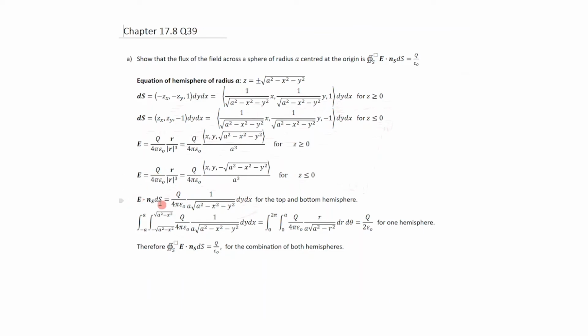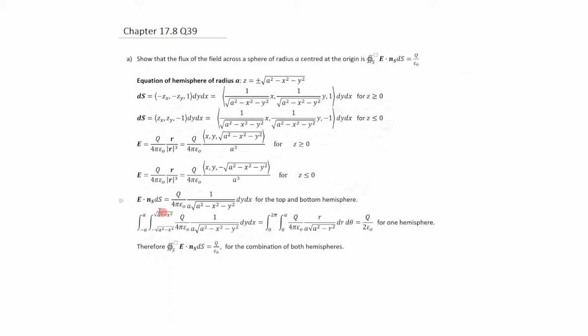So the flux contributions for the upper hemisphere and lower hemisphere are identical, the same. And so now we do the actual computation, and you just integrate the flux, which is E dot dS over the surface. And the region, of course, would be two semicircles, an upper and a lower, with x ranging from minus a to positive a.